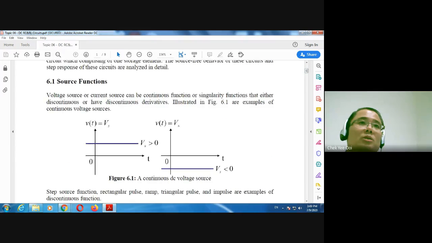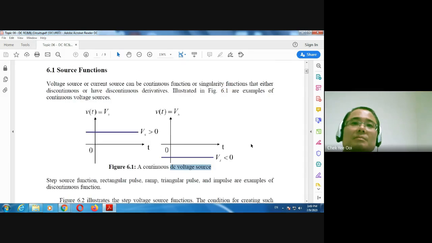First, source function. A DC voltage source is a constant straight line, either positive or negative. This is positive voltage, this is negative voltage. Okay?